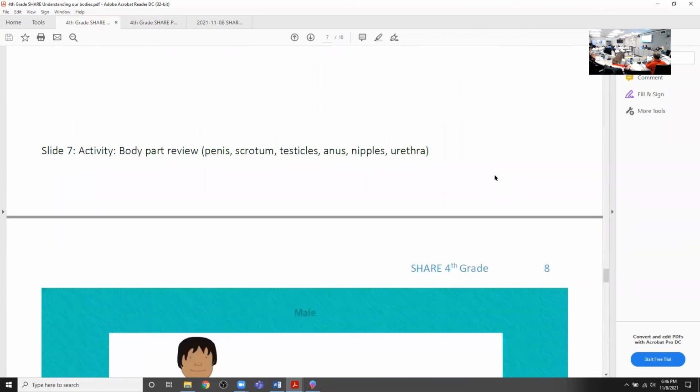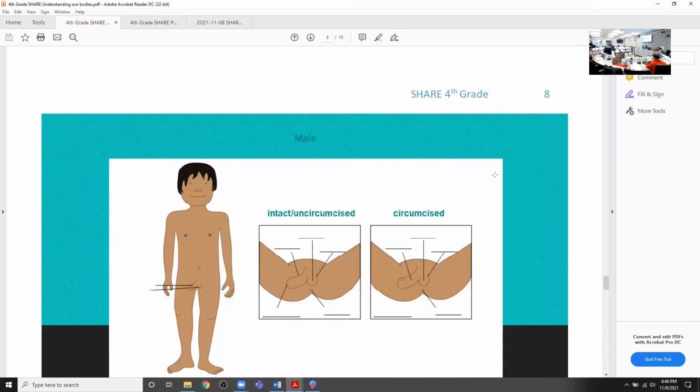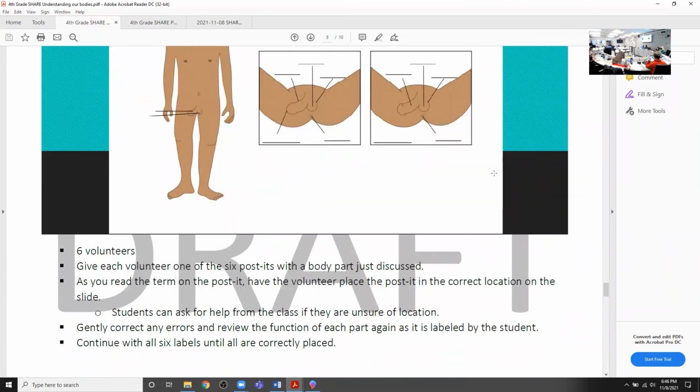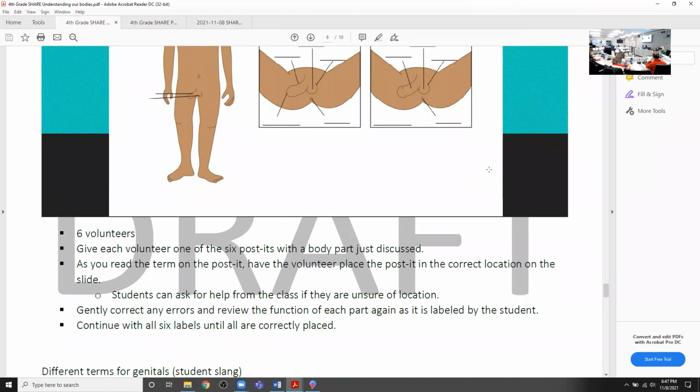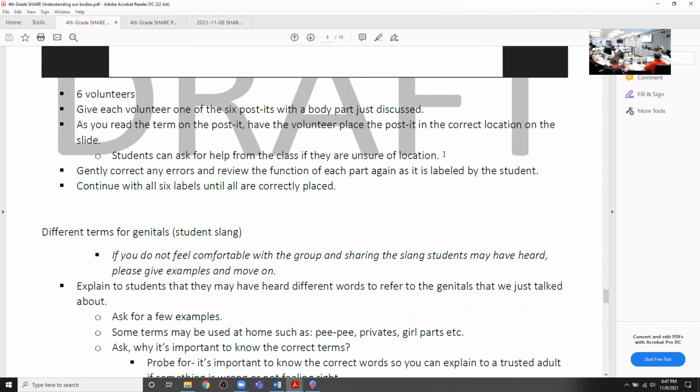And then the same thing, a body part review with the penis, scrotum, testicles, anus, nipples, and urethra of the body parts. And that's exactly the same with the 6 volunteers, just different names on the Post-its. As you read the term on the Post-it, have the volunteer place the Post-it in the correct location on the slide. Students can ask for help from their class if they are unsure. Gently correct any errors and review the function of each part, again, as it's labeled by the student. Continue with all 6 labels.